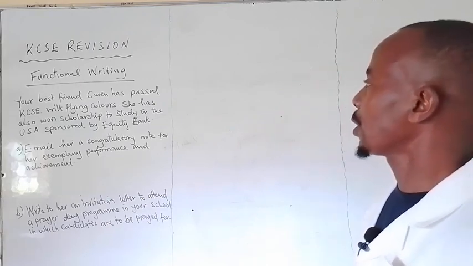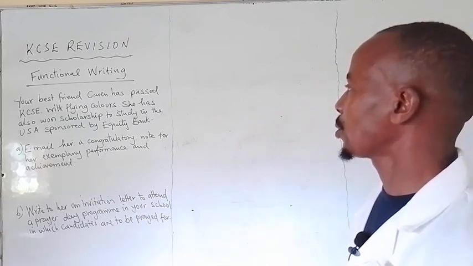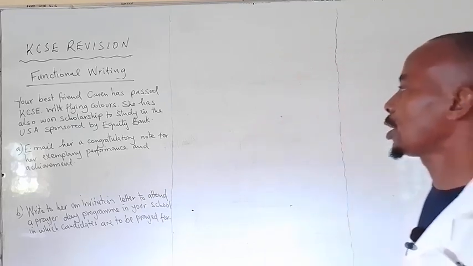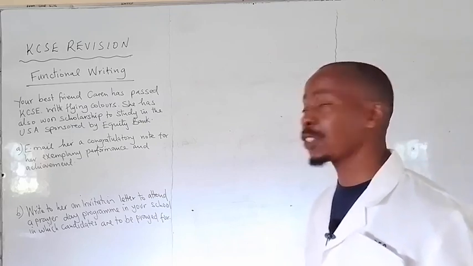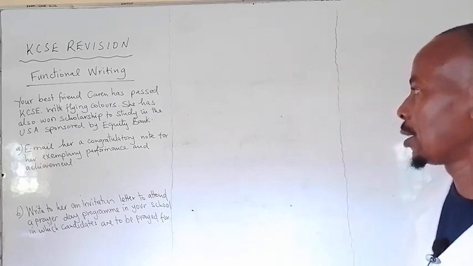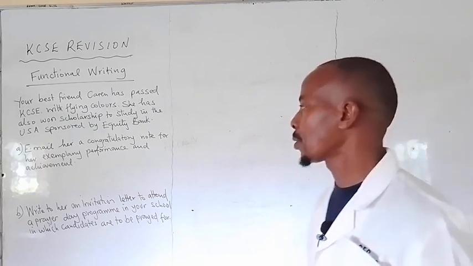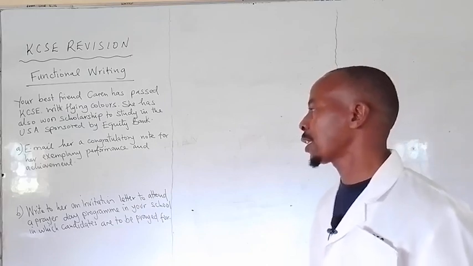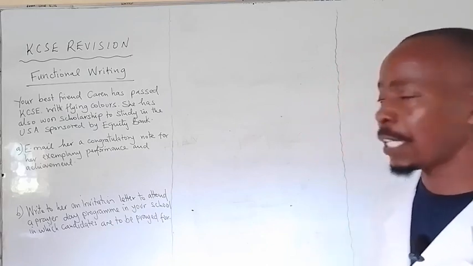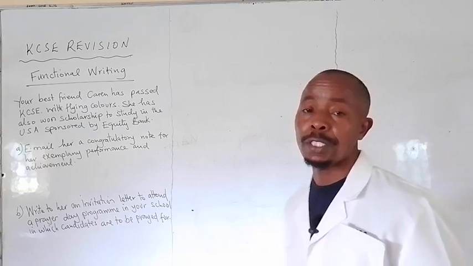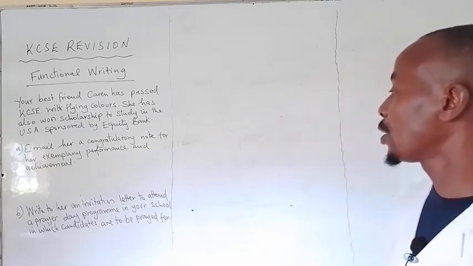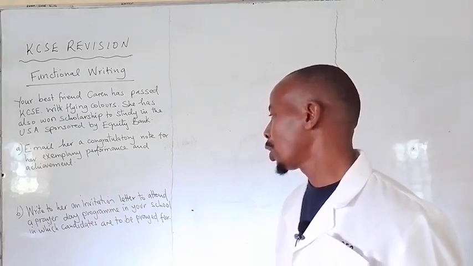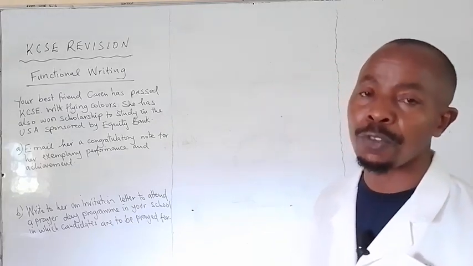Your best friend Karen has passed KCSE with flying colors. She has also won a scholarship to study in the United States of America, sponsored by Equity Bank. Question 1, or question A: Email her a congratulatory note for her exemplary performance and achievement. Then B: Write to her an invitation letter to attend a Prayers Day program in your school in which candidates are to be prayed for.